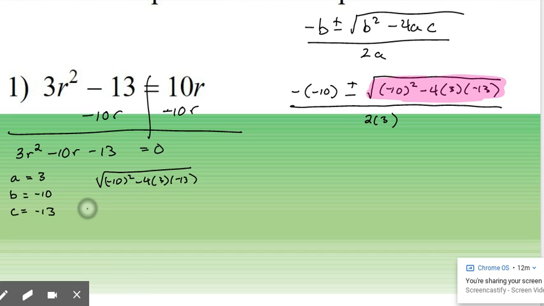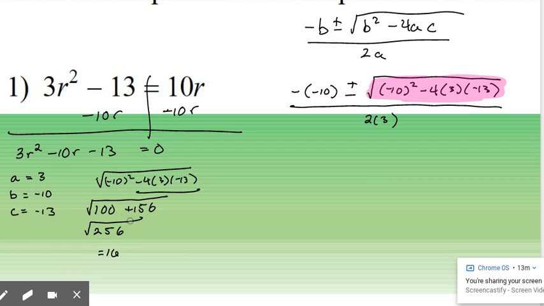So negative 10 squared, negative 10 times negative 10 is 100. Negative 4 times 3 times negative 13 is 156. I add these up, and I get 256. And the square root of 256 is 16.